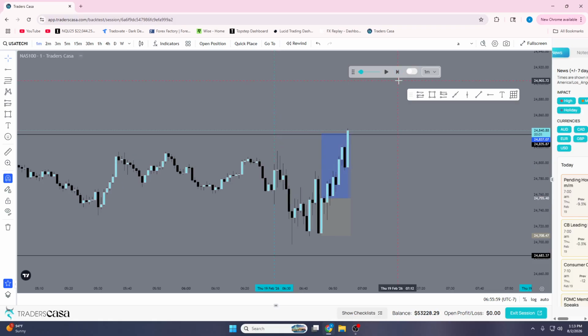Boom. Last trade. Oh, this is actually high RR. So 5,300. I would have had maybe 53,700 with that one Judas swing I missed. But yeah, boom, eval pass. It's just that simple.